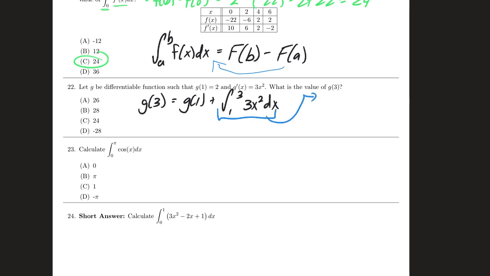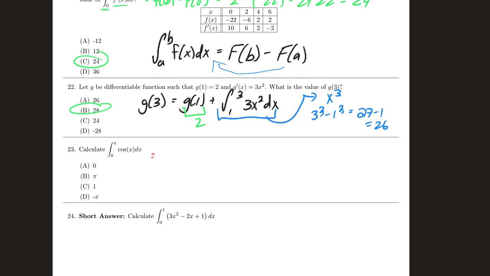Over here, take its antiderivative. The antiderivative of 3x squared is x cubed. Plug in 3. Subtract when I plug in 1. All of that is 26. We started at 2. So if we started at 2 and we add 26 to it, our final answer is 28.